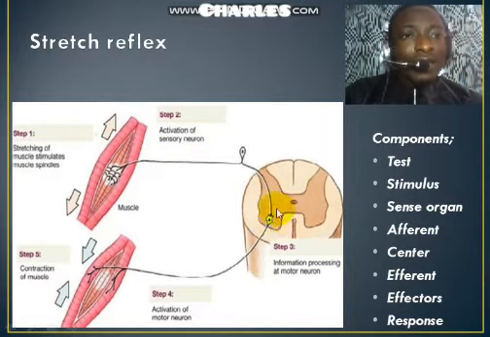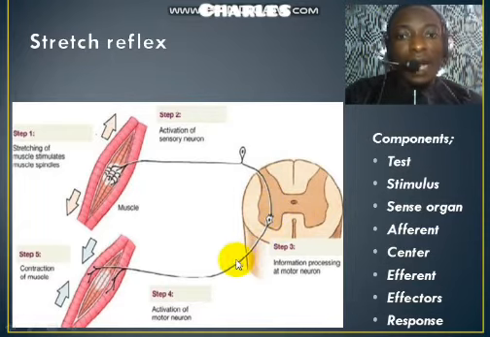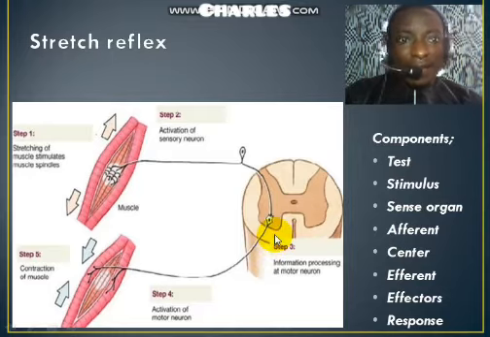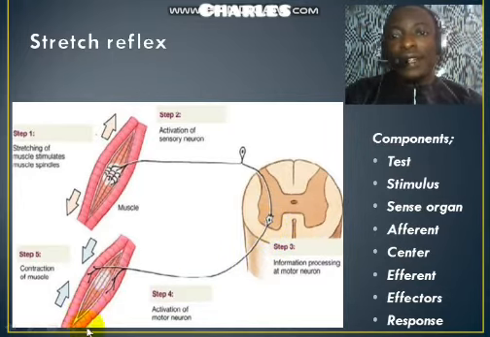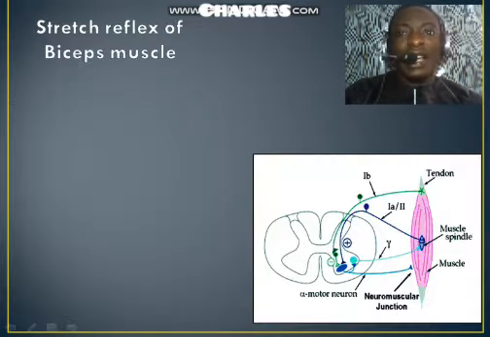Now, the integrating center processes that information and sends down motor commands to the effector organ. The effector organ here is still the skeletal muscle, and the motor commands are sent from the integrating center to the effector organ via the motor neuron. We shall look at stretch reflex in detail.